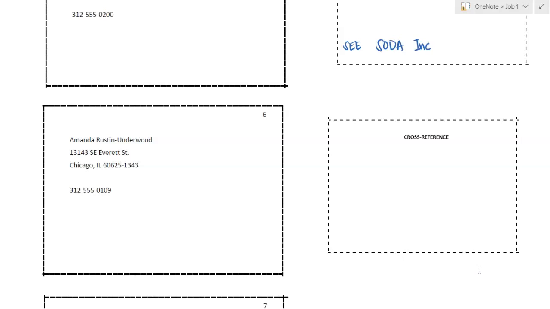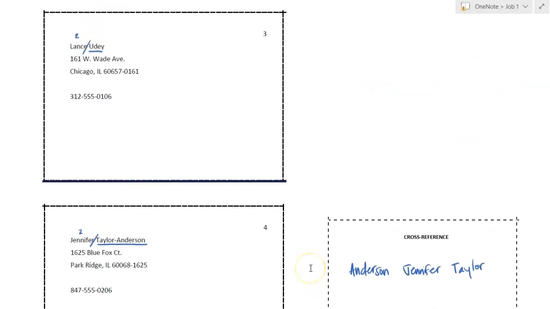For card number 6, we have another hyphenated last name. So Rustin Underwood is our key unit. Amanda is unit 2. Also recall that if you have a hyphenated last name, we disregard the dash. So Rustin Underwood would be our actual key unit. Okay, same thing for the previous one where we had Jennifer Taylor-Anderson. Our key unit would have been Taylor Anderson.